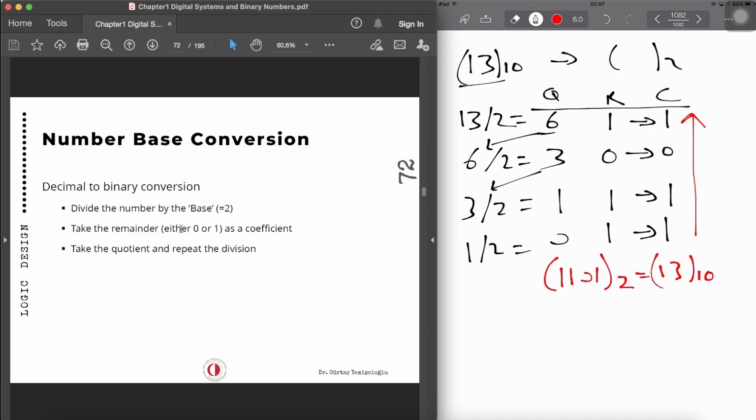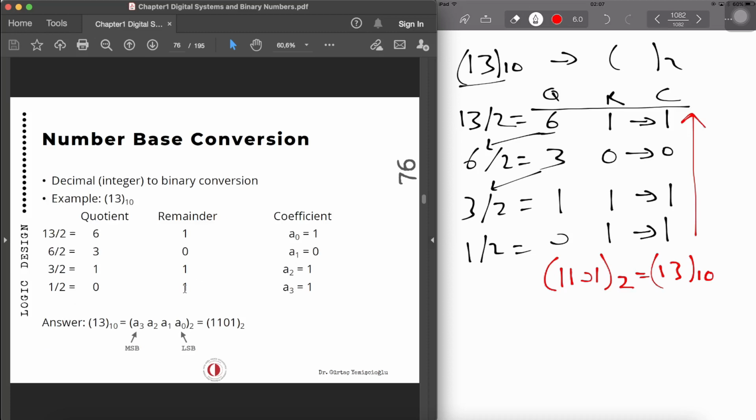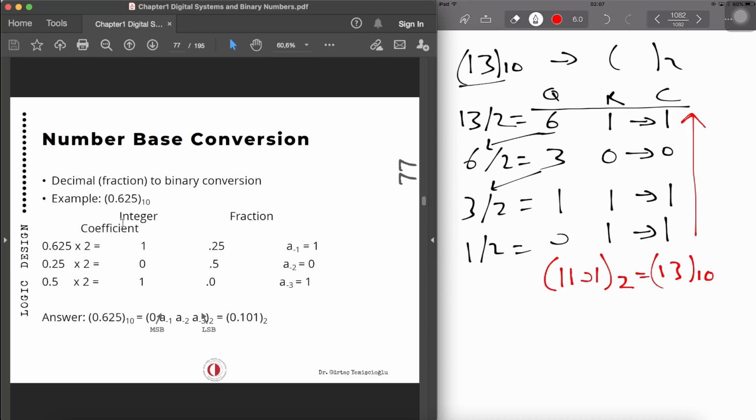If you have a fractional number, you just need to multiply by 2 rather than dividing by 2. So this is the same example that we have done. And if you want to find the fractional part, let's say 13.625, then 0.625 has to be multiplied by 2, which is 1.25. And then we get 0.25. The coefficient is 1, so it's going to be 1 here.